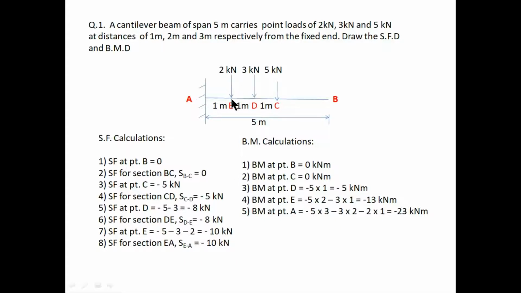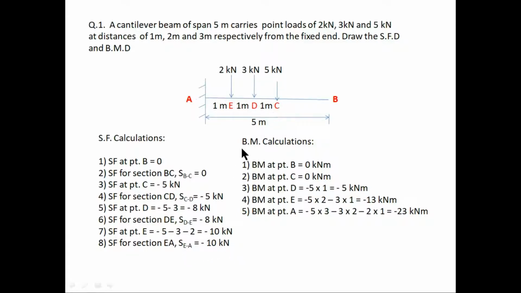Then at point E, there is a load of 2 kN. So that is going to get added to the previous loads. And our SF at point E is going to be minus 5, minus 3, minus 2. That is minus 10 kN. And that is going to continue for the whole section EA. So SF for EA is minus 10 kN.